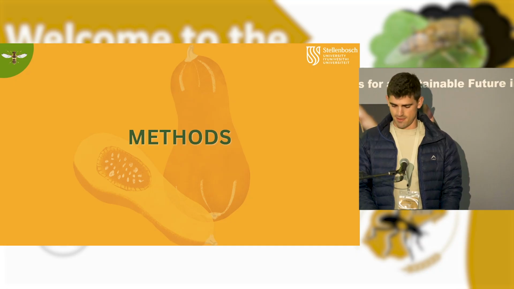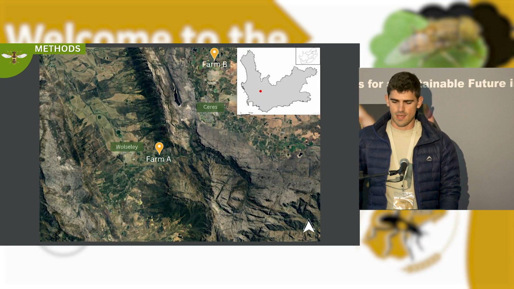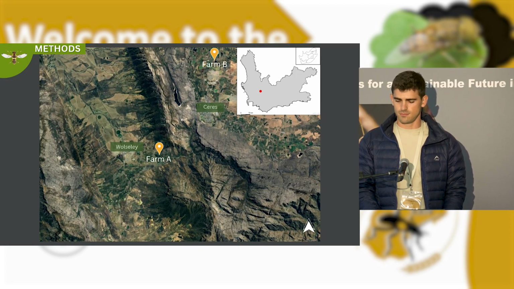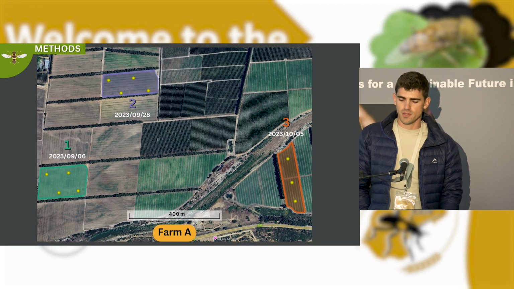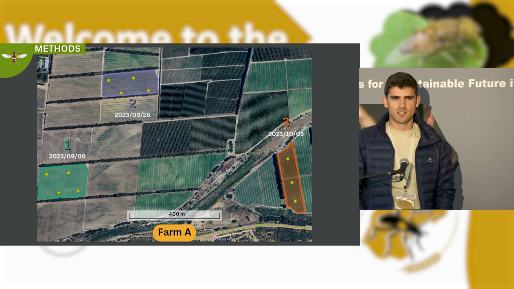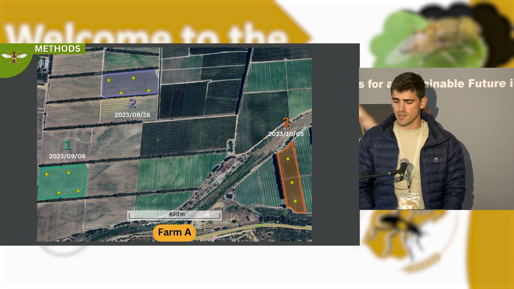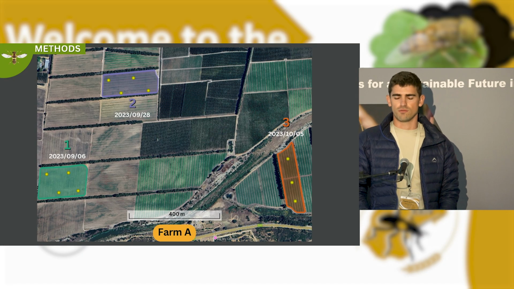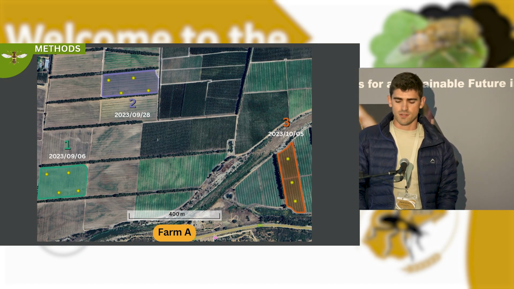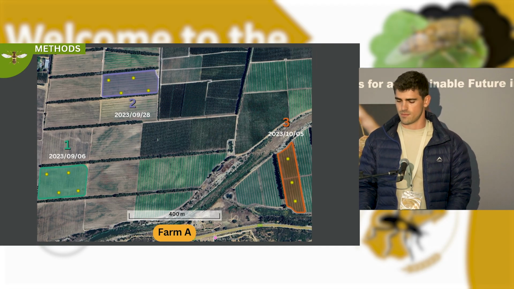Let's look at the methods. This map shows my study area, where Farm A and B are situated. The study focused on 3 fields per farm. Each field was planted at different times, and sowing dates also differed between the 2 farms. This allowed me to observe how fly populations varied with sowing dates.